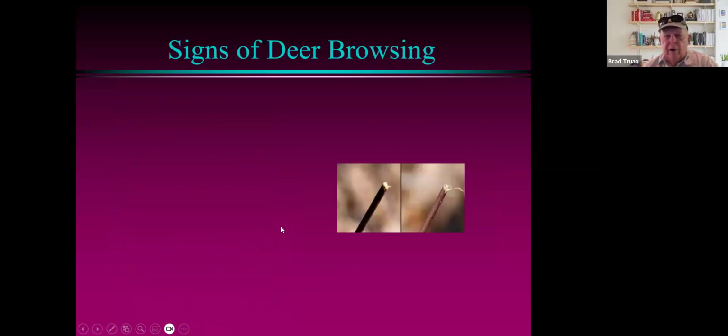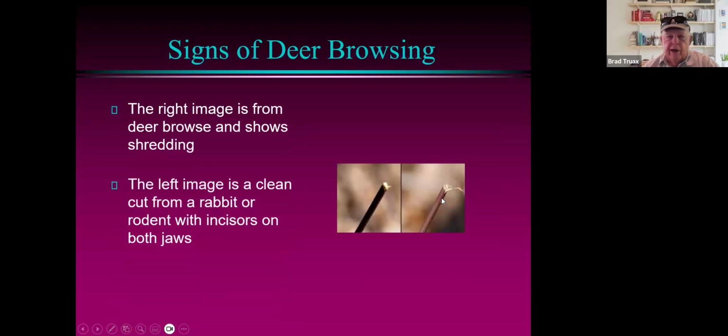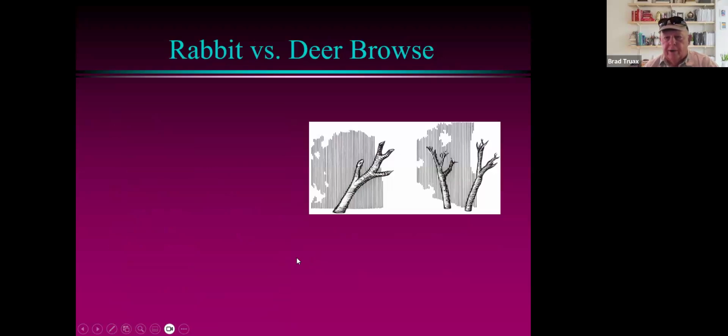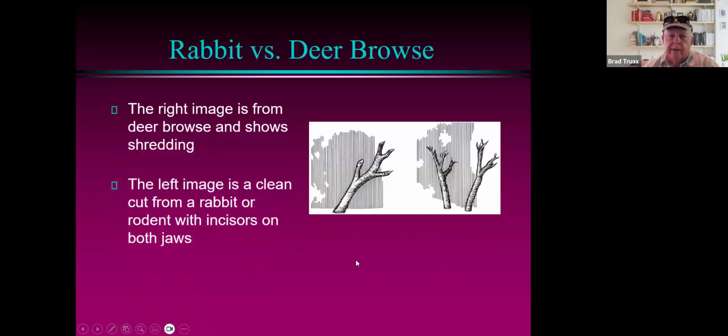You may see signs of deer browsing. Again, deer browse tends to be rough-edged as opposed to rabbit browse, which tends to be very smooth-edged. So the image at the right is from deer browse. It shows shredding, whereas the clean-cut image was from a rabbit or another rodent that has incisors on both jaws. And this is basically just showing the same thing in a diagram.